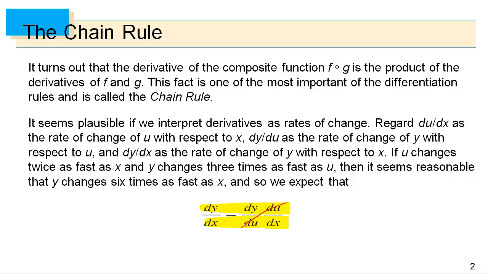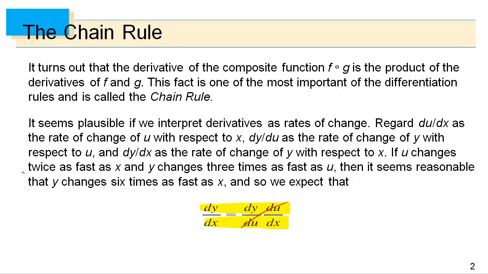Remember that this doesn't actually work, right? These aren't really fractions. You really don't multiply them. You really don't cancel. But theoretically, it works that way because derivatives are rates of change, right? dy/dx is how fast y is changing with respect to x. But if we know how fast y is changing with respect to u, and then how fast u is changing with respect to x, the change in y with respect to x is just going to be a multiplicative property of those two. And it's very simple if you think of it this way, right?